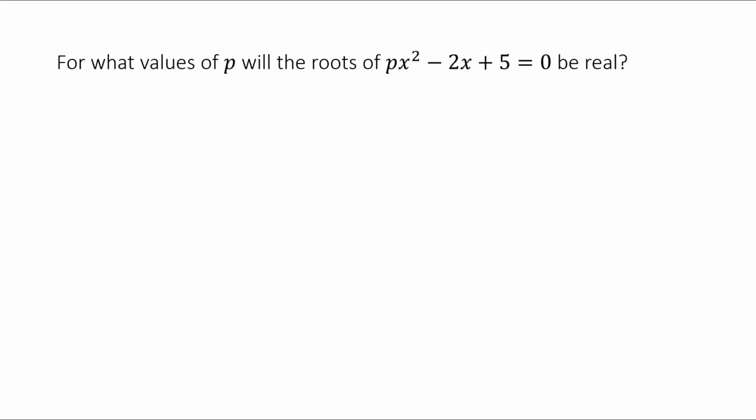When you're doing this kind of question, you have to think back to the rules that determine the nature of the roots. The one that we're looking for says that a quadratic ax squared plus bx plus c will have real roots if b squared minus 4ac is positive, so it's greater than 0. So what we're asked to do is show that they will be real.